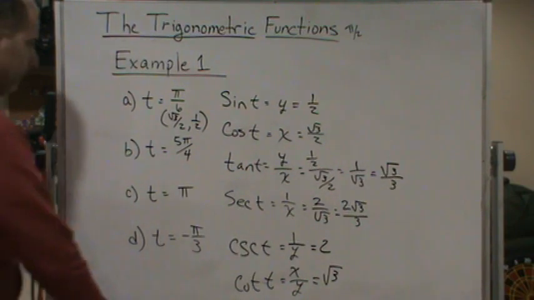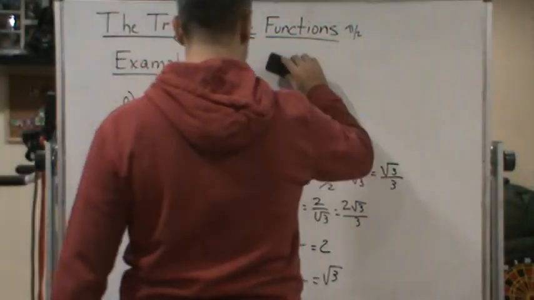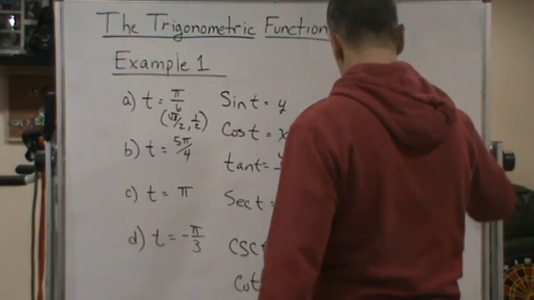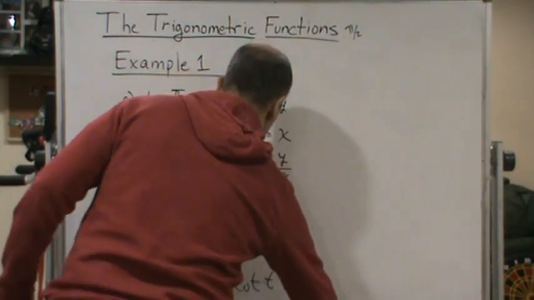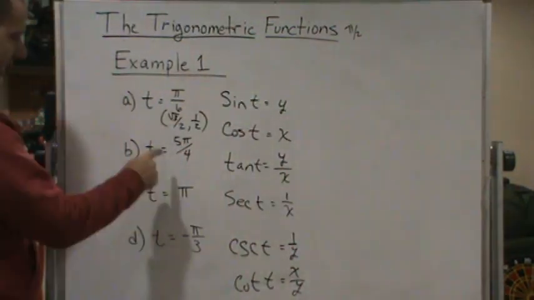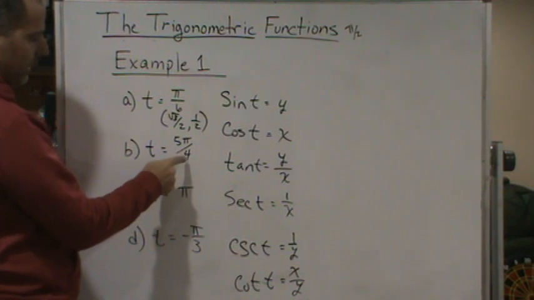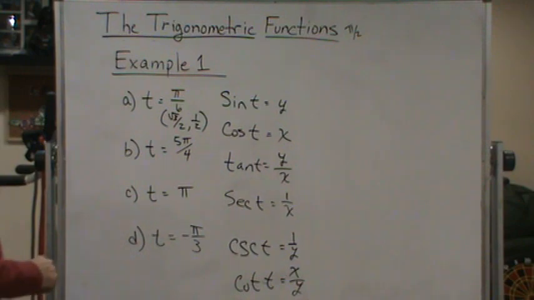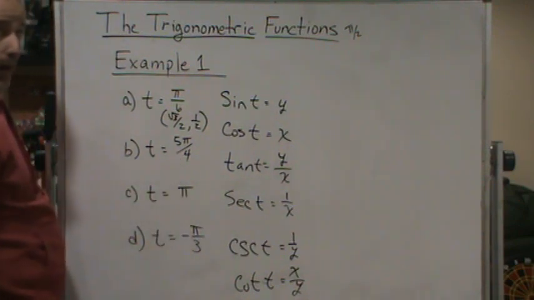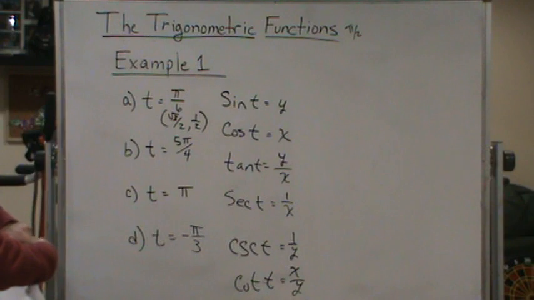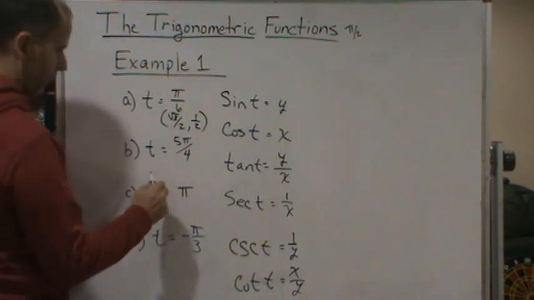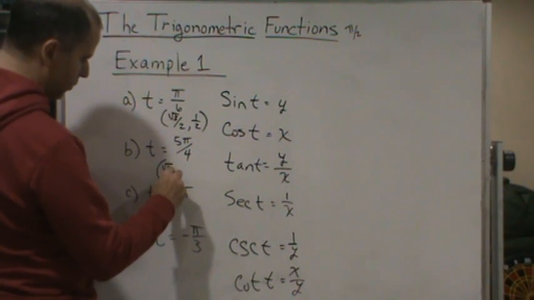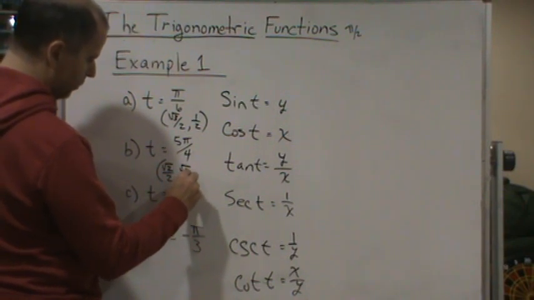Okay, let's do the next one, B. B is 5 pi over 4. So again, this is one of those 45-degree angles, right? But this is in the second quadrant. If we look at the first quadrant, the first quadrant is a reference point. This is square root of 2 over 2, comma, square root of 2 over 2.